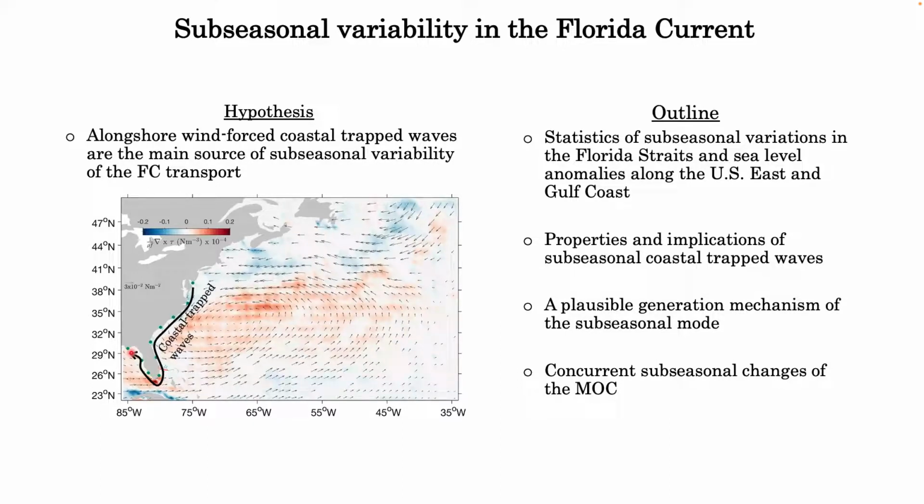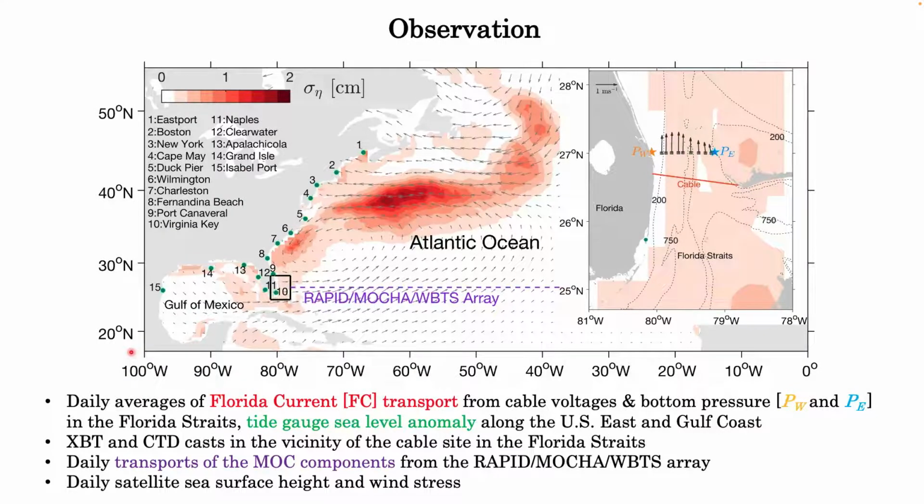we observe in the Florida Straits and along the U.S. East Coast and Gulf Coast. And then I'll also discuss some properties and implications of these trapped waves. And then I'll also discuss a plausible generation mechanism for these waves. And then I'll wrap it up with some concurrent subseasonal changes of the MOC in response to this subseasonal mode.